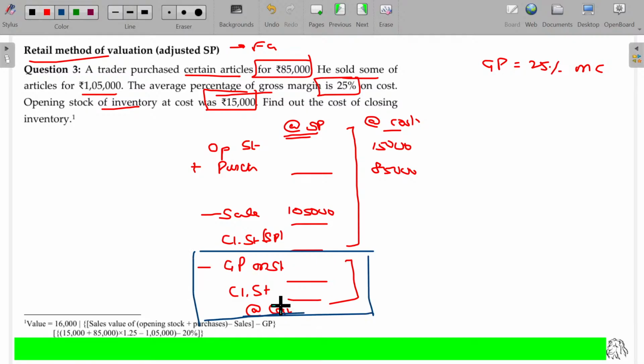After that, you have to convert this into cost. This will be the next block. Anyhow, here I have been given the cost. I cannot take this value. What is the GP here? 25% on cost. Cost is 15, so I have to add 25%. Now, if I add the 25% with this, what is the value you will be getting for the opening stock?